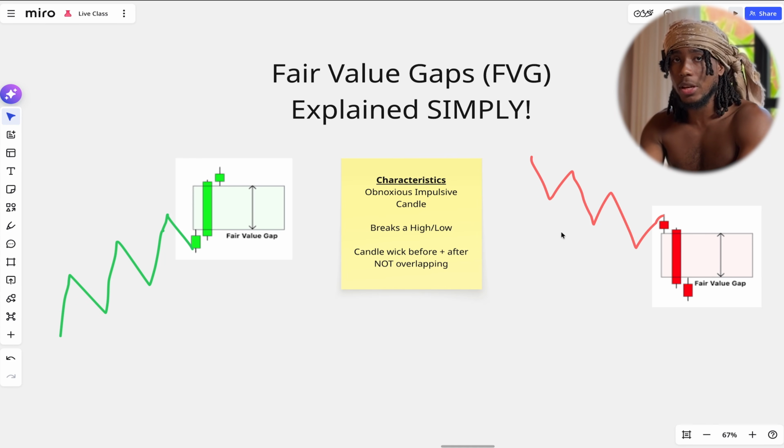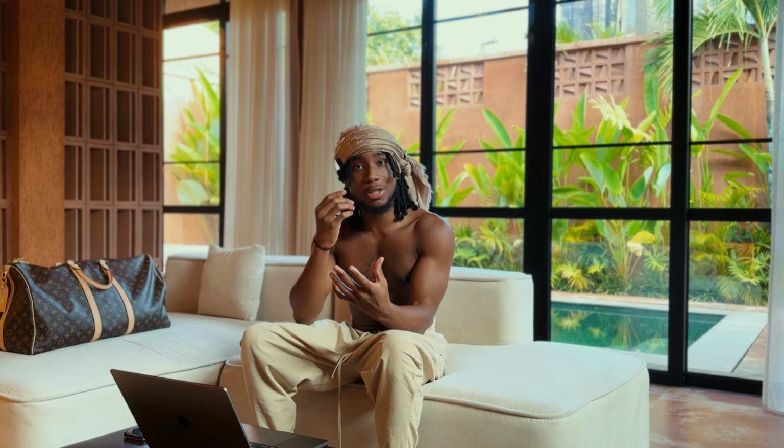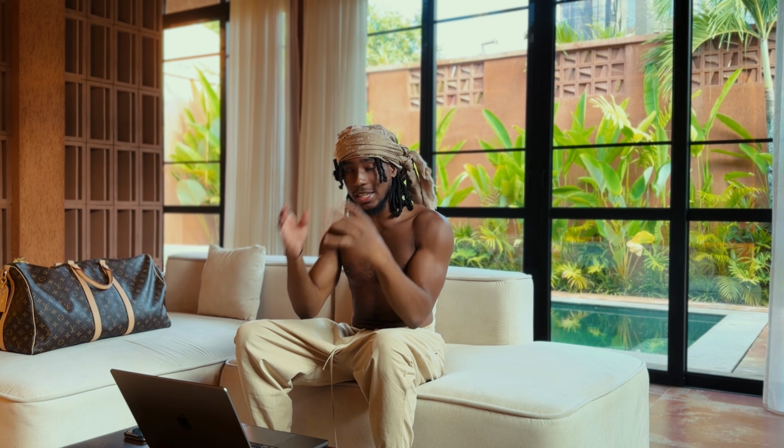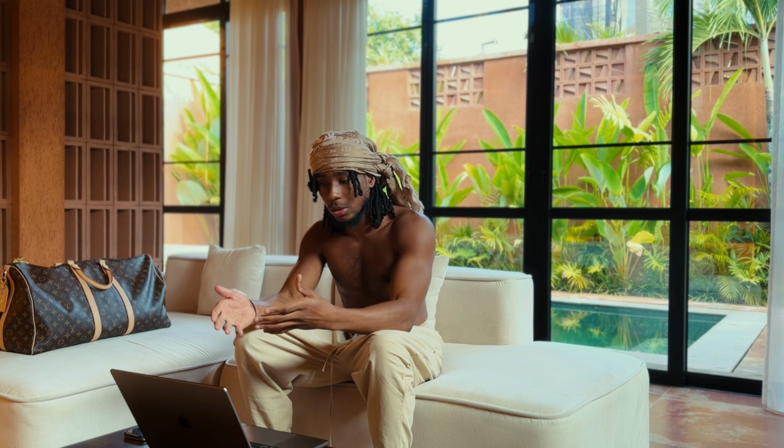Fair value gaps, FVGs, explained simply, because I know everybody on YouTube has made trading seem like it's the hardest thing in the world, and that's why you don't want to trade. But I'm gonna explain it to you like a regular black man, as simply as I possibly can, so you can understand this and you can actually start making money how all these other people on Instagram are making money with this skill of trading.